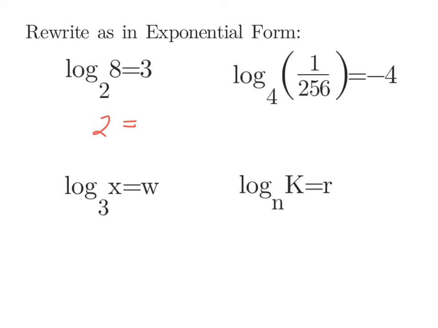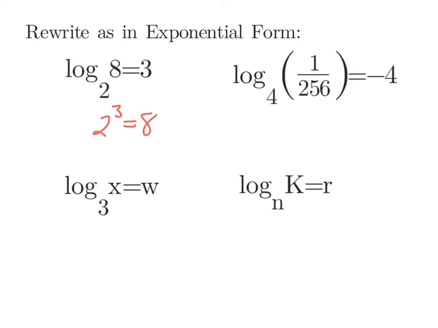Remember that exponentials and logarithms are inverses of each other, so after we keep the base the same, we're going to switch those other two numbers. So 2 to the third power is equal to 8. Now, when we're given numbers like this, it's real easy to check. 2 to the third power is equal to 8, so we are right.